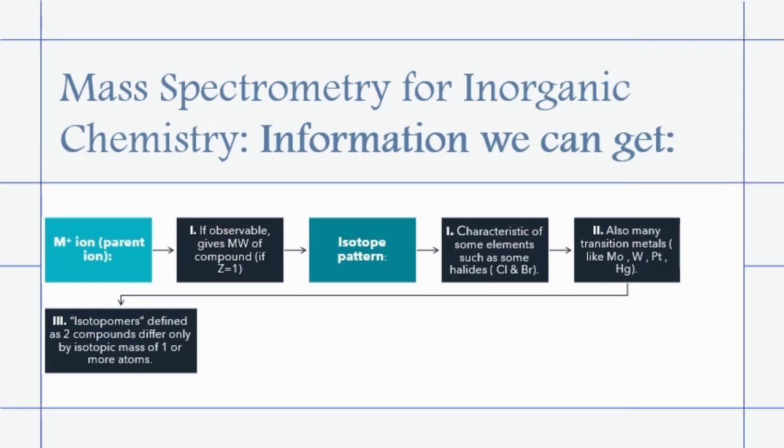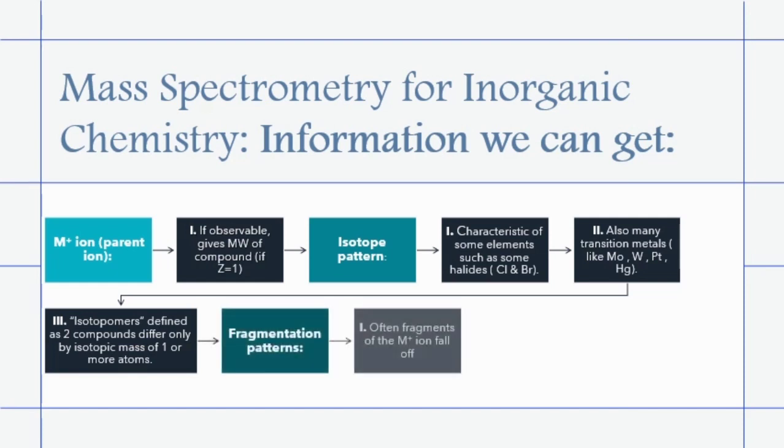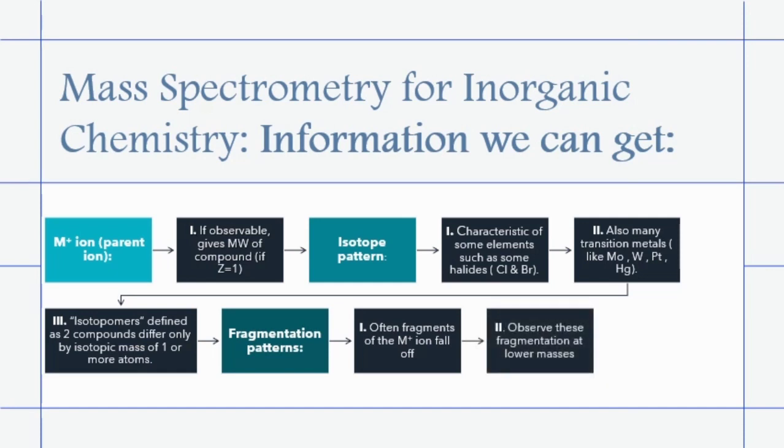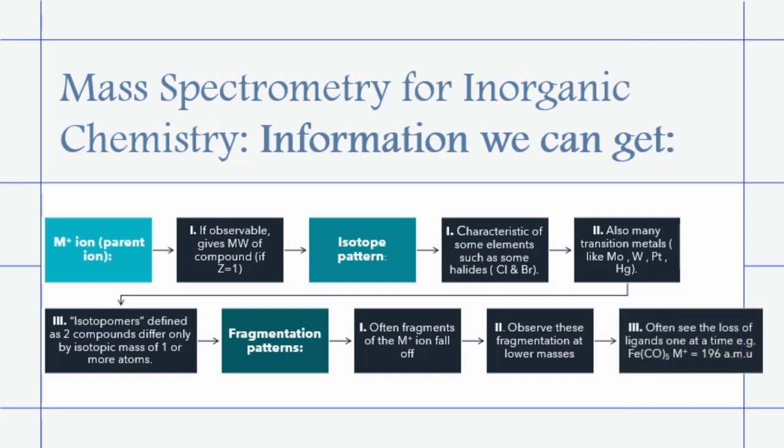Isotopomers are defined as two compounds that differ only by isotopic mass of one or more atoms. Fragmentation patterns. Often fragments of the M plus ion fall off. We observe this fragmentation at lower masses. Often we see the loss of ligands one at a time. Fe(CO)5, M plus equals 196 AMU.